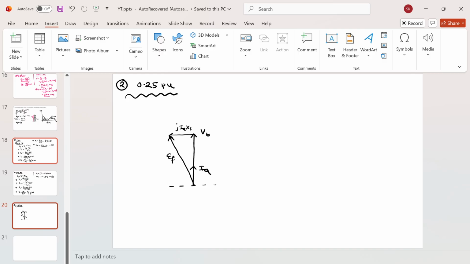Now tell me one thing, this particular EF value has definitely more magnitude than this VT. If you draw a circle, you will see the radius of the EF circle will be much more than the radius of the circle VT. So for active power delivery of 0.25 per unit, you will be getting EF which is more than VT, even if your synchronous generator is operating at unity power factor.